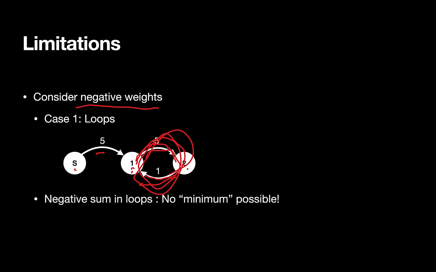So when we've got a negative sum in loops, there's really no minimum possible. We could go around in the loop an infinite number of times and continually decrease our overall cost. Okay, so let's look at a slightly different problem that doesn't necessarily have a loop.